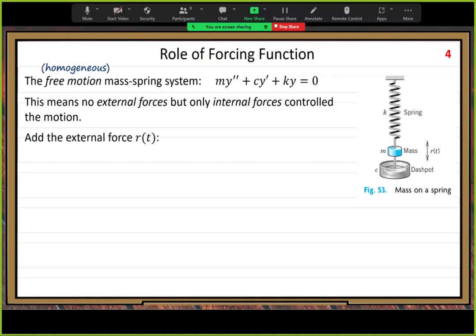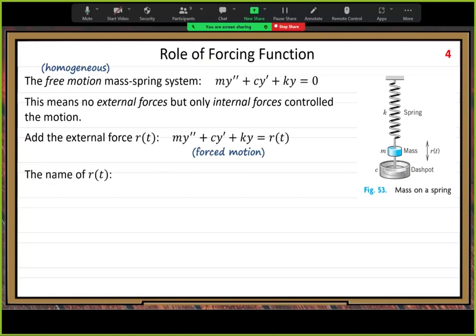Now we add an external force, the R of t function. So our system becomes a non-homogeneous system. On the right hand side, we have the R function, which could be positive or negative, two directions. And this type we call the forced motion type. This equation is a forced motion type ODE.